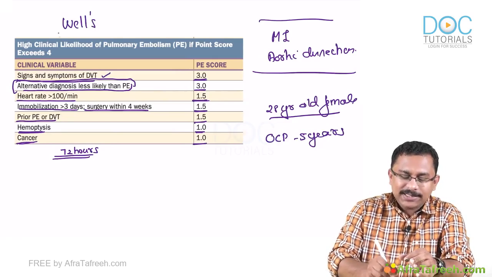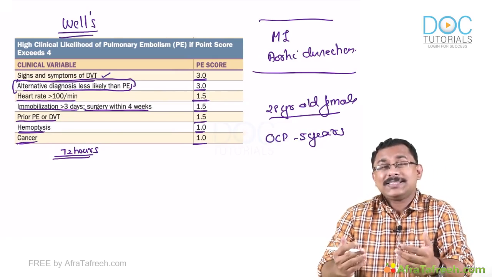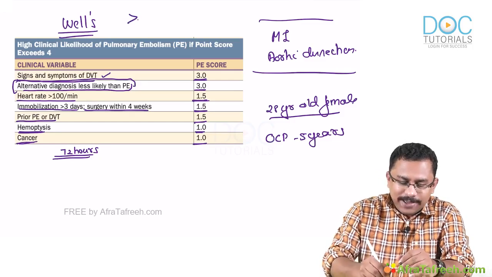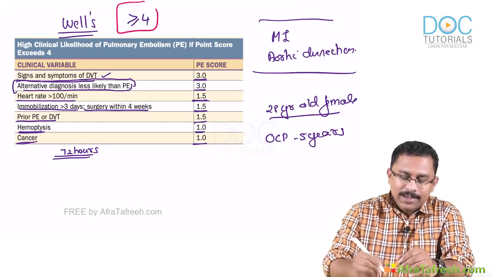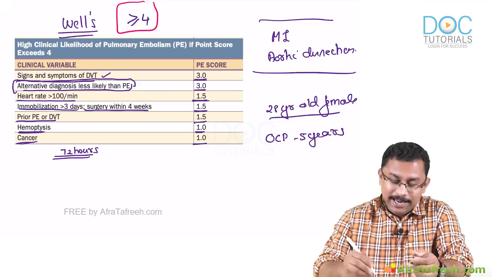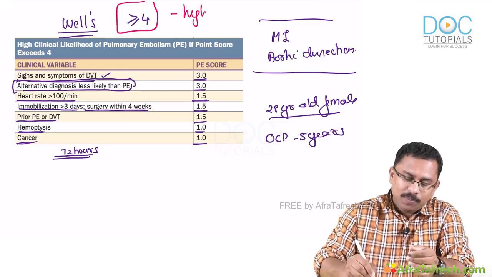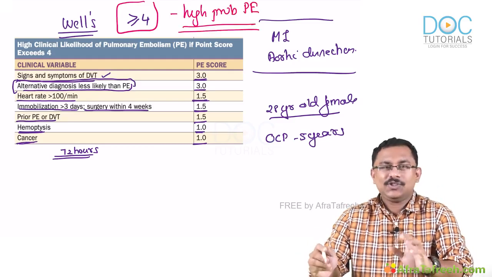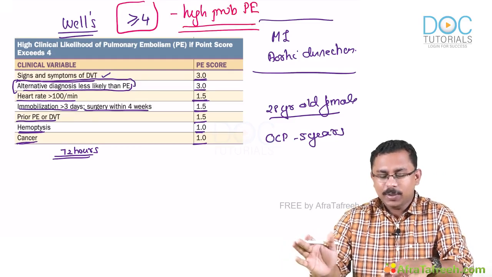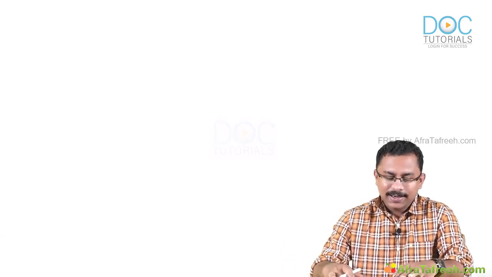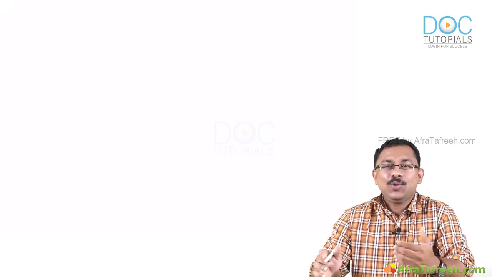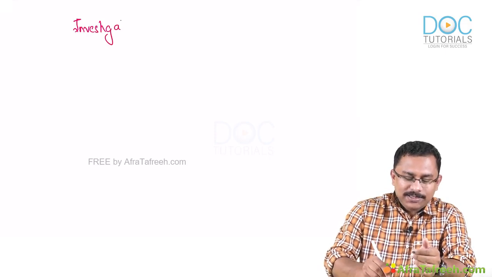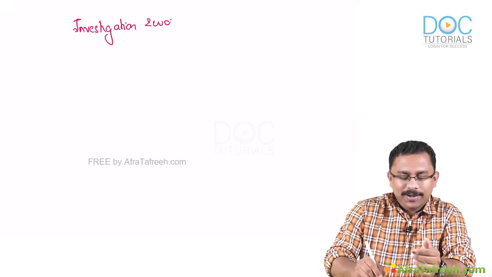So this is the importance of the Wells clinical prediction score, or you can say the Wells clinical prediction rule. The point is that if the score is more than or equal to 4, then that indicates there is a high probability of a pulmonary embolism. That has to be kept in mind. So that's about the scoring system. Now, how will you work up? What about the investigation and workup of a patient with a suspected pulmonary embolism?